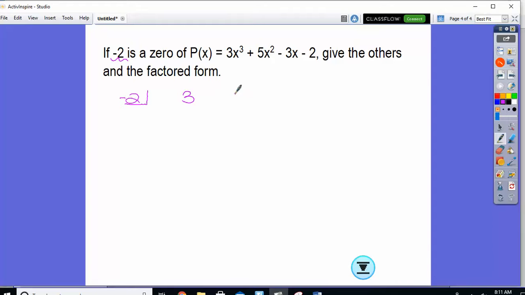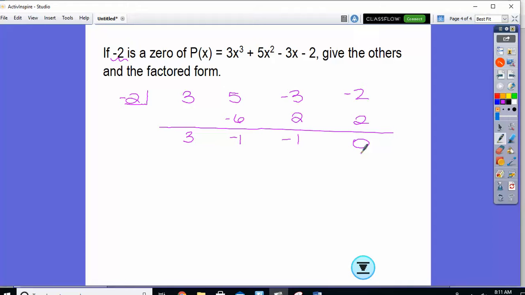Then you set up your synthetic division. Remember, if you have a missing power of x, you have to put a 0. Okay, 3 comes all the way down. Remember that first step in synthetic: the first one drops all the way down, then it's multiply and add. 3 times -2 is -6. Add those and we get -1. -1 times -2 is +2. Adds to -1. Multiply, we get a +2 and it adds to 0, which we expected because we said it was a 0.